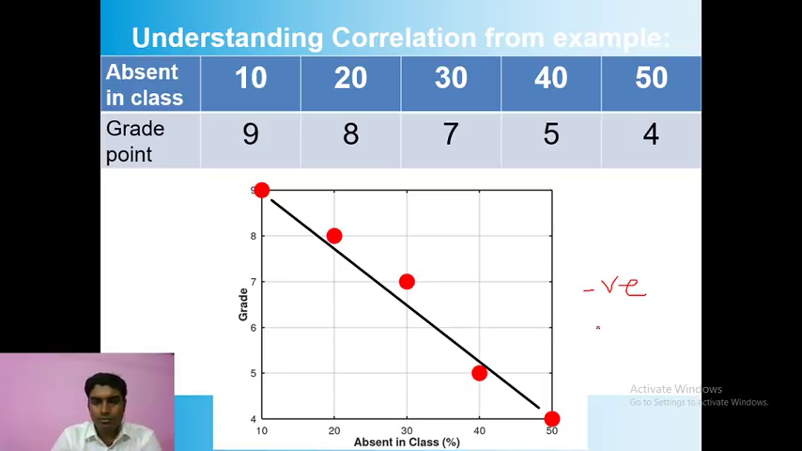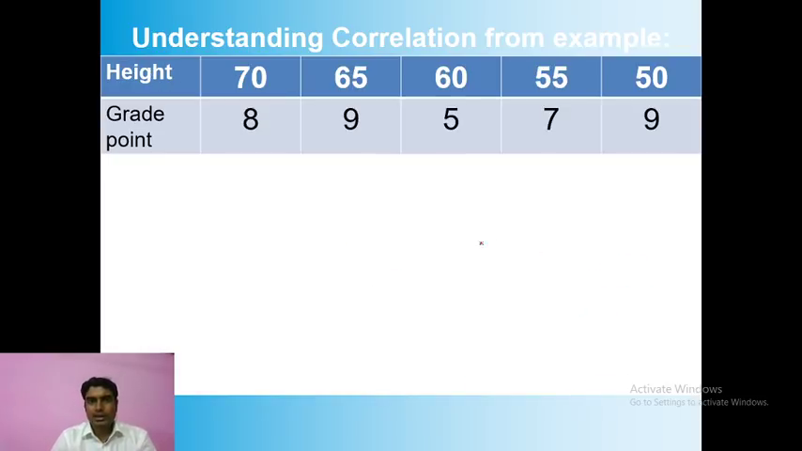Okay, now let's take another example. Suppose the height of a student is variable x, and the corresponding grade point is variable y. These are all the heights in inches. If a student's height is 70 inches, then the grade point is 8, and a 65 inch student has grade point 9. Similarly for other heights we have the grade points.